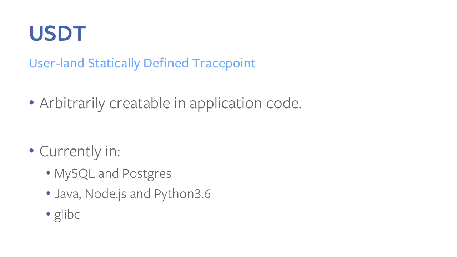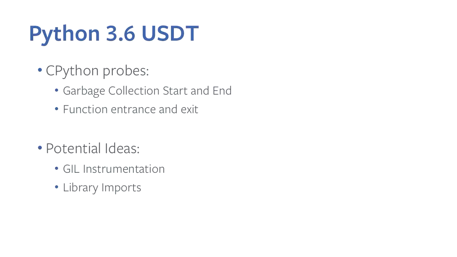So what did we get with Python 3.6? We got garbage collection beginning and ending, and we got function entrance and exit. It sounds kind of boring, right? However, when you do have these function entry and exit probes, you have the file name, the line number which is being executed, the function name, as well as a pointer to the frame.